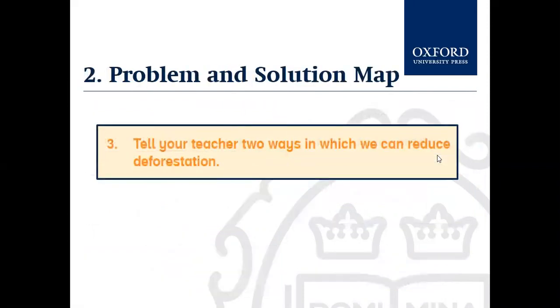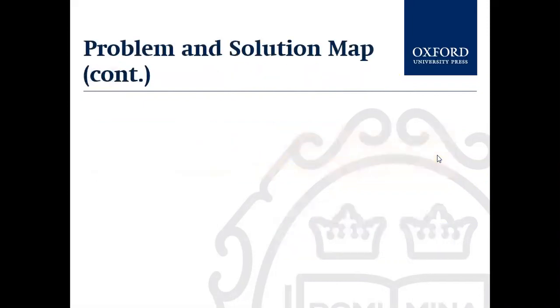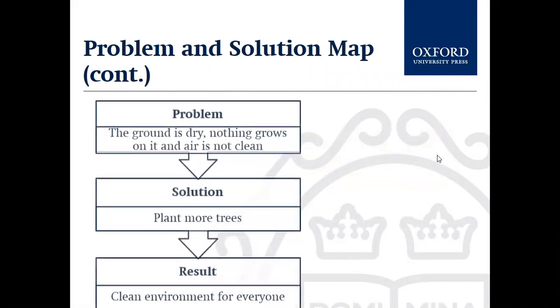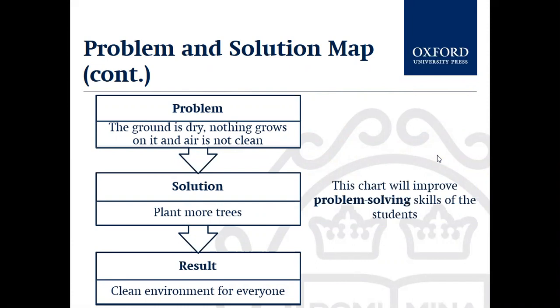The second is the problem and solution map. This is a question from New Oxford Primary Science Book 2. Tell your teacher two ways in which we can reduce deforestation. Let's take a look at an example of a problem and solution map that the students can construct to answer this question. The problem is the ground is dry, nothing grows on it, and the air is not clean. The solution is planting more trees, and the result is a clean environment for everyone. This chart will help improve problem-solving skills of the students.